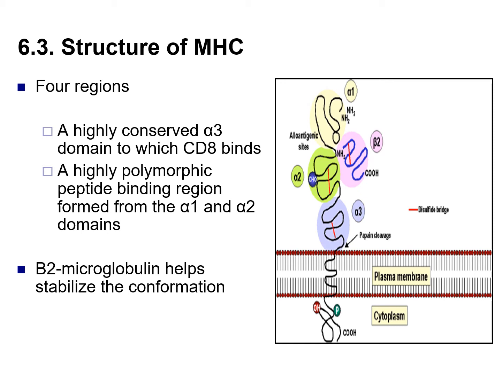So CD8 is a type of T cell, as opposed to the helper cell. A highly polymorphic peptide binding region is between alpha 2 and alpha 1. So in between this area is a site for allo-antigenic binding. And then the beta 2 microglobulin is the one that's responsible for stabilization of the structure.